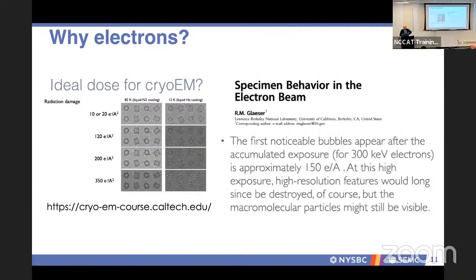And through a lot of work, they showed that there's a lot of visible damage when you get to hundreds of electrons per angstrom squared. But in reality, within the first couple of electrons, you're actually killing high resolution. You're talking about that angstrom level data, your side chain data, et cetera.